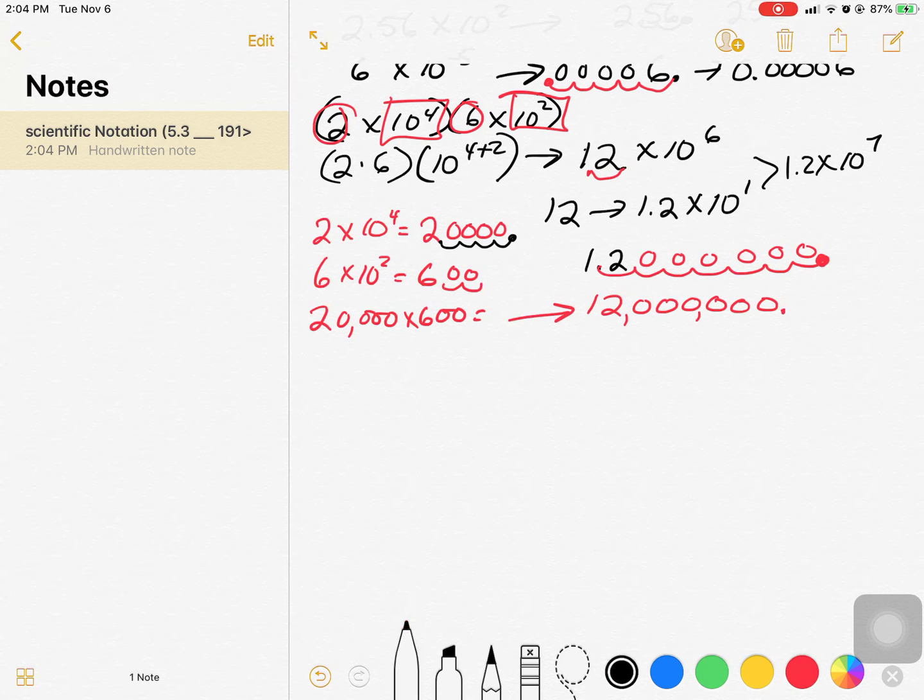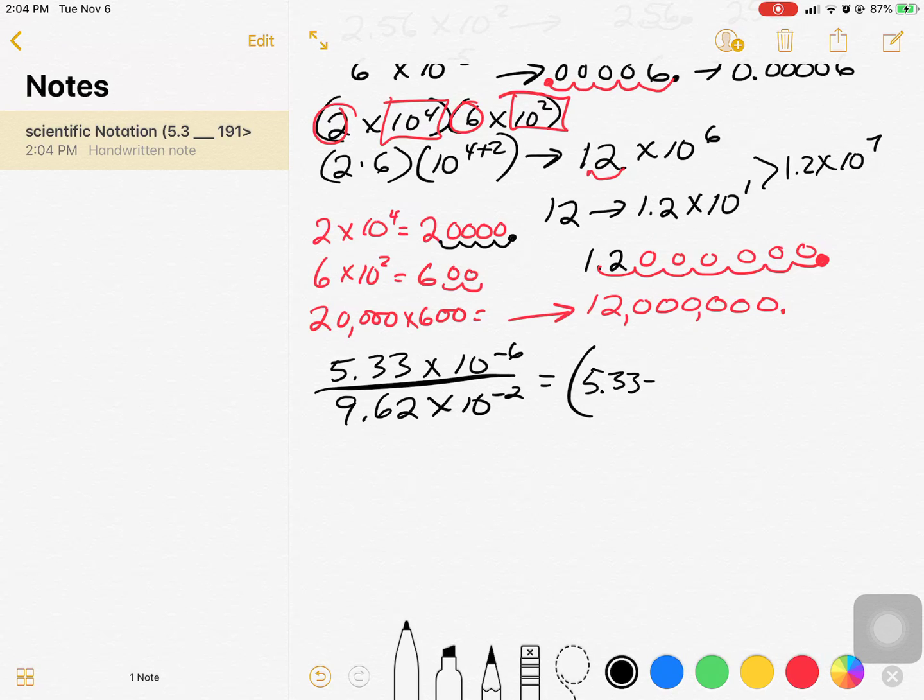And then the other problem you're going to get is a division. So let's do 5.33 times 10 to the negative 6 divided by 9.62 times 10 to the negative 2. Well, that looks really bad, but remember what we're doing is we're going to take 5.33 and divide it by, in our calculator, 9.62. So take a minute to do that. You're going to get 5.12746, apparently.